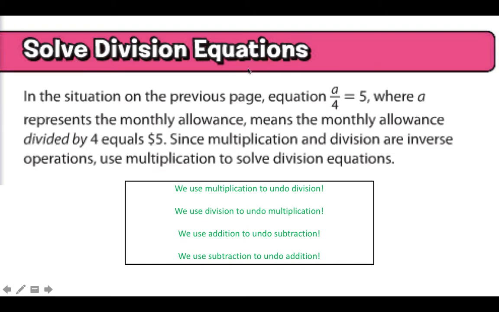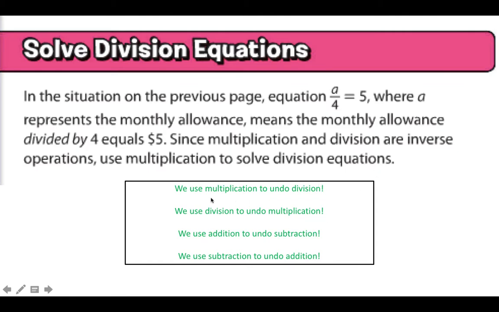All right, solve division equations. In the situation on the previous page, the equation A divided by 4 equals 5, where A represents the monthly allowance, means the monthly allowance divided by 4 equals 5. So this fraction bar here, we're using to represent division. We want to make sure we understand that because all of our examples in this lesson are going to use a fraction bar to mean division. Since multiplication and division are inverse operations, use multiplication to solve division equations.